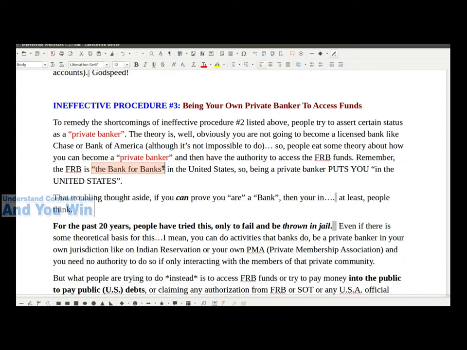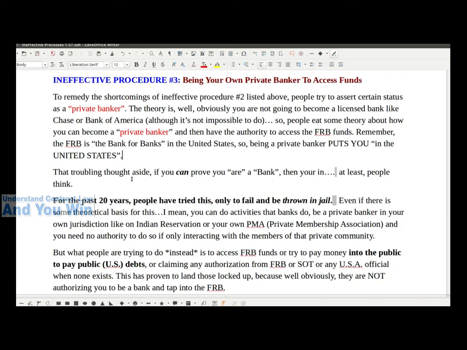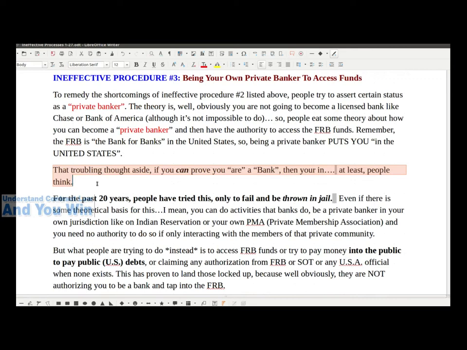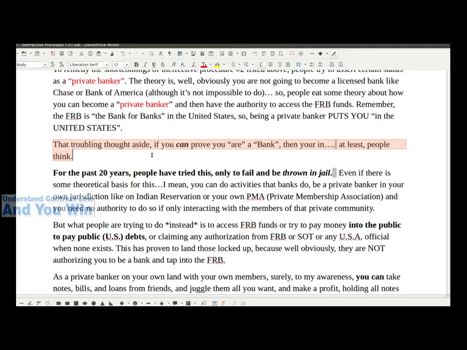If you want to tap into the Federal Reserve Bank, then you're going to admit to being inside the United States. If you think that's good, neutral, or bad, do what you want with that. But there's that troubling thought about admitting and entering and playing on the same playing field as the corporate de facto United States corporation that a lot of people in this arena are trying to avoid, instead of going right into the playing field of the people you're trying to avoid. I guess if you set that thought aside and you can prove that you are a bank, then at least you're in. At least people think. Meaning, at least you're accomplishing your goal, right?